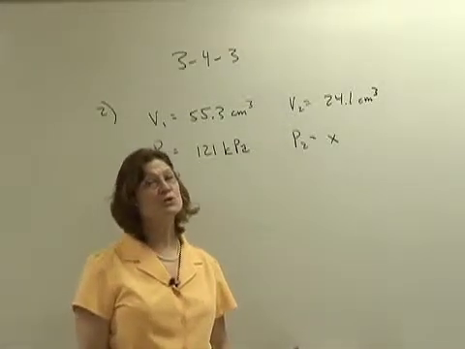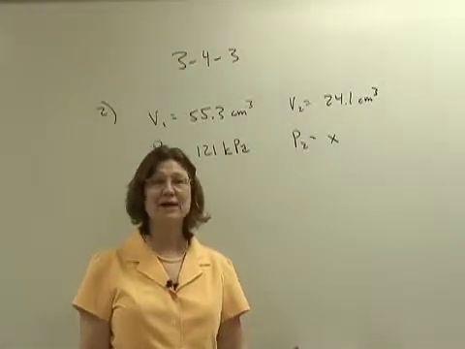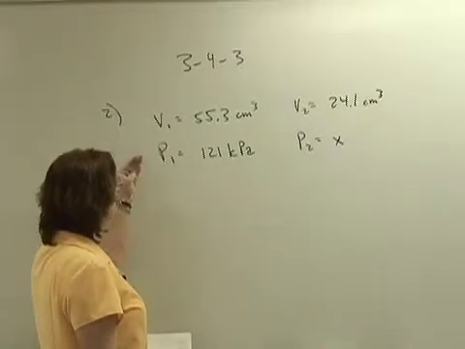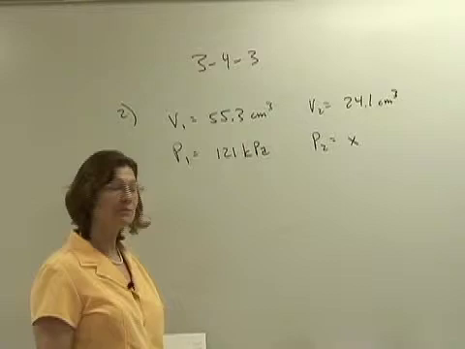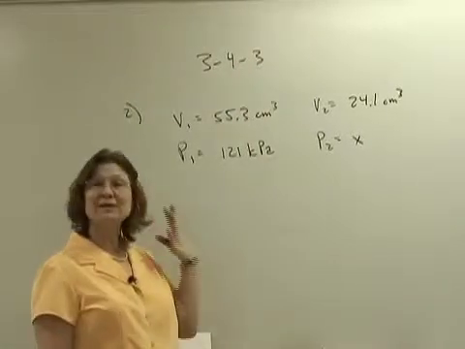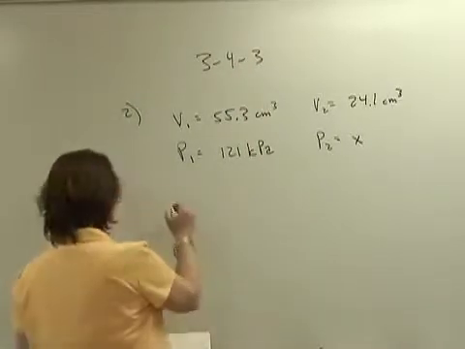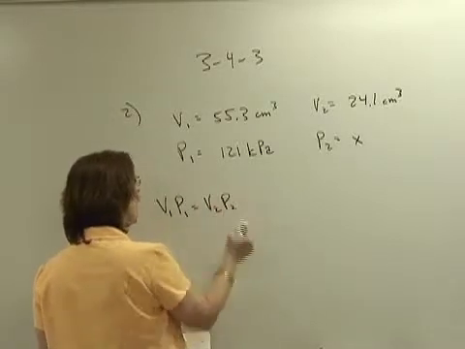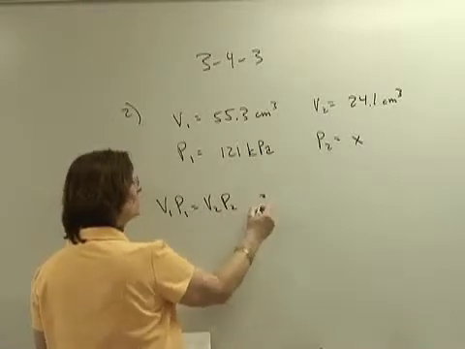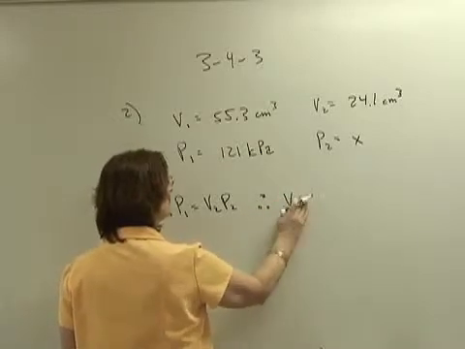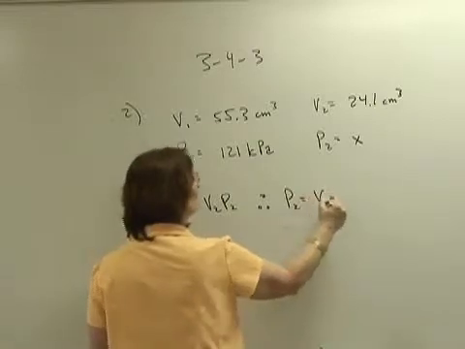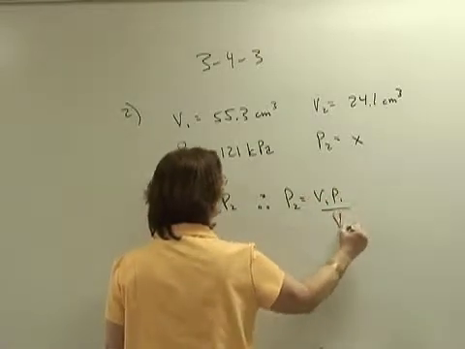Again, for number 2, the first thing that I do is write a table of my variables. I'm given volume and pressure, and P2 is my unknown. When I have volume and pressure, that's Boyle's law, and Boyle's law is V1 P1 equals V2 P2. I'm solving for P2. Therefore, P2 equals V1 P1 over V2.